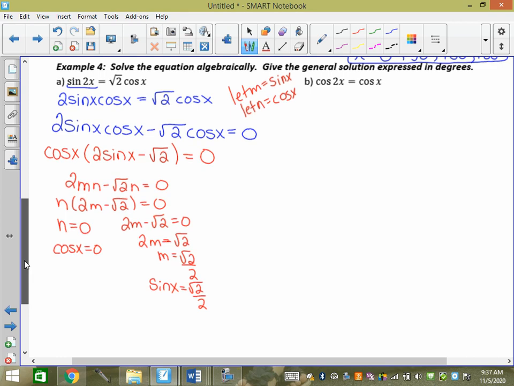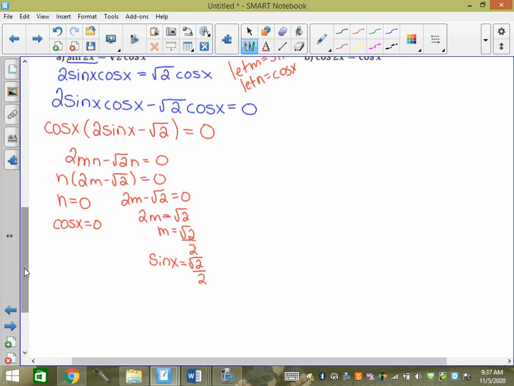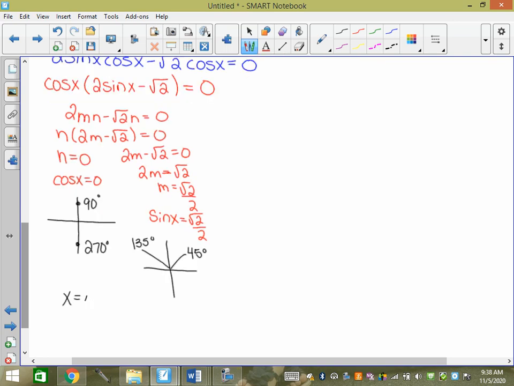Did I have any denominators or anything here to get me NPVs? Nope, I'm good. Cos x equals 0 here and here. Cos x equals 0 has literally been the answer of the day. Root 2 over 2 is 45, and it's positive, so it's here and here: 45, 135. So x equals 45, 90, 135, 270.